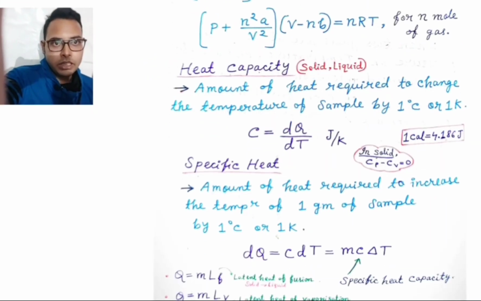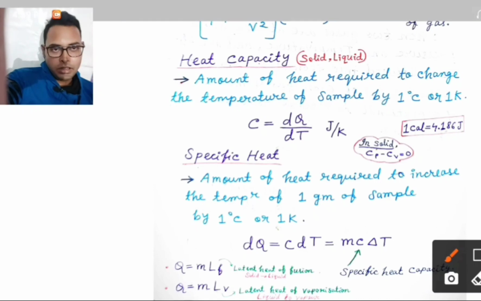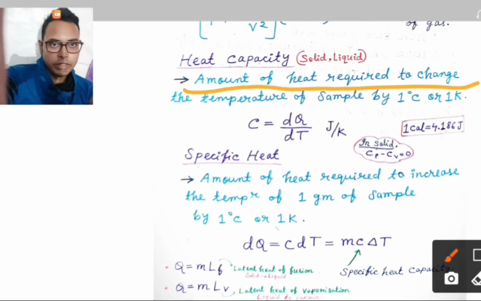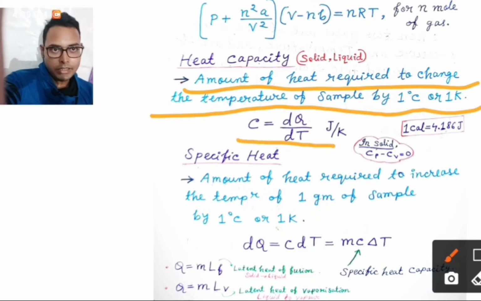And heat capacity for solid and liquid and for gas will be different. For solid and liquid, this is the definition and the relation and the formula. The amount of heat required to change the temperature of a sample by 1 degree or 1 Kelvin will be the heat capacity of the solid or liquid. We can define heat capacity like this: C equal to dq by dT, the unit is joule per Kelvin.